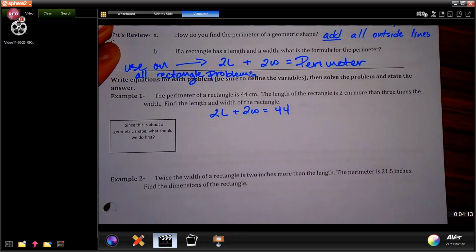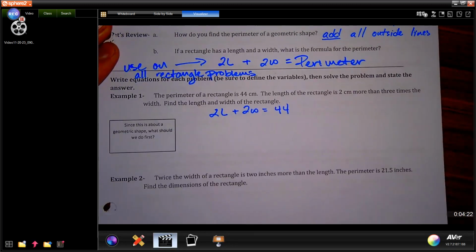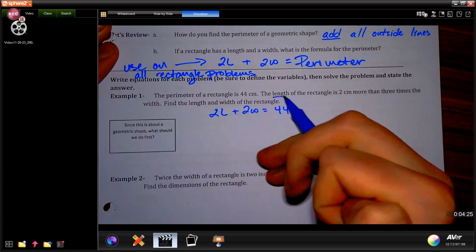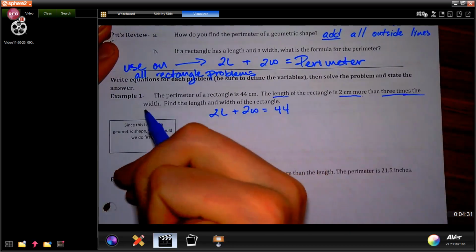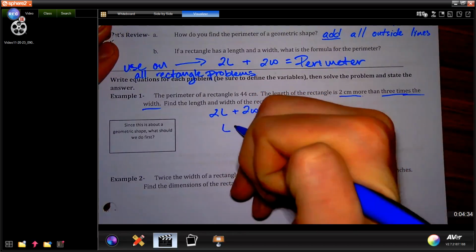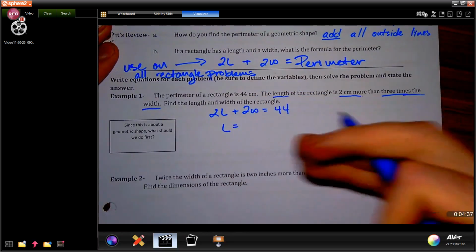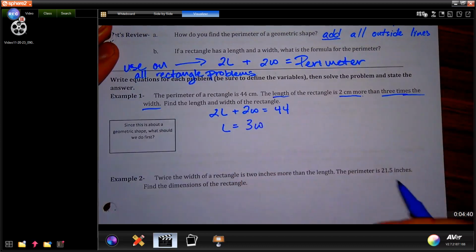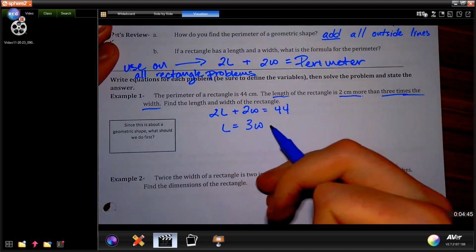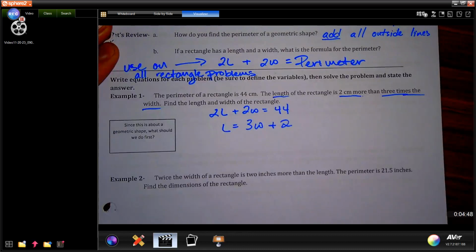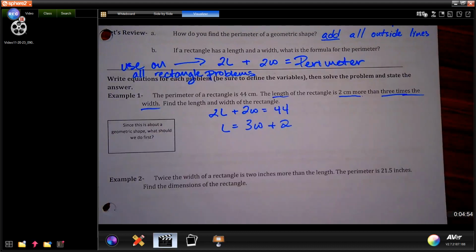Every single example problem here is going to give you length in terms of your width, meaning that L is going to be equal to some kind of expression with W involved. Let's go back and read it. The length of a rectangle is 2 centimeters more than 3 times the width. So L is going to be equal to 3 times the width, and the length is 2 centimeters more, meaning that if I have 3 times the width and add 2 to it, that should give me the length of my rectangle.